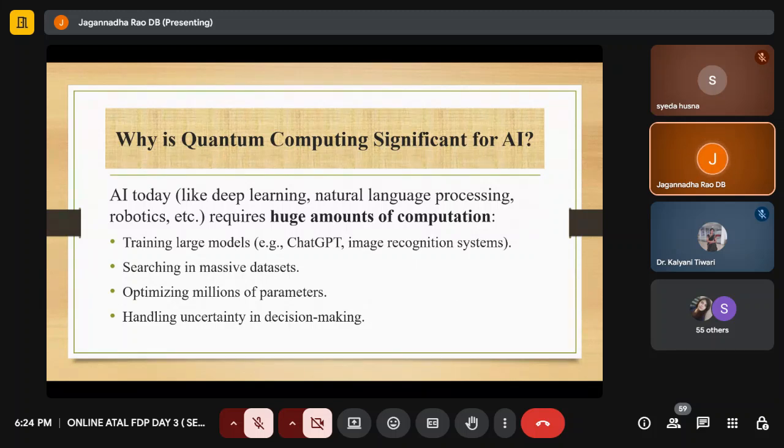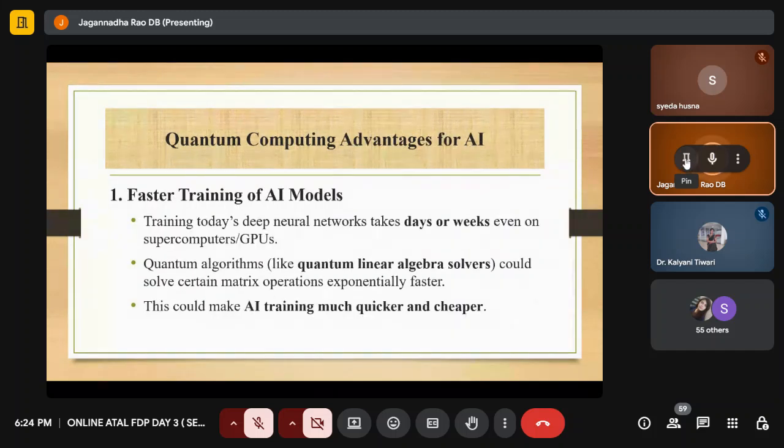That is computation. Training large models like ChatGPT, which we already know, image recognition systems, and searching massive data sets, which we also use in research. Optimizing millions of parameters, handling uncertainty in decision making. So what are the advantages when you go to quantum computing over AI?